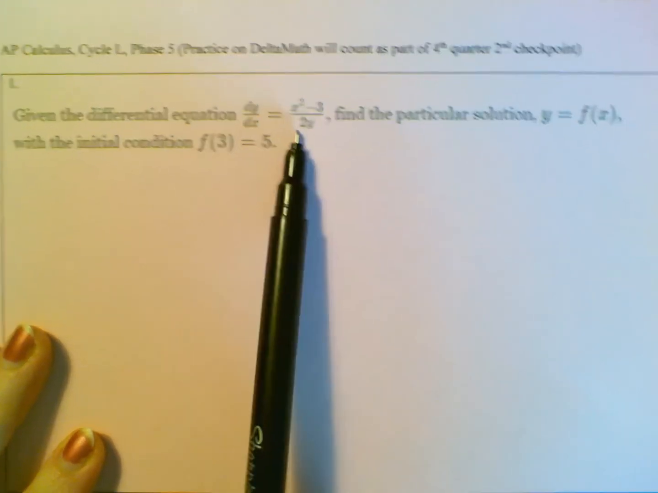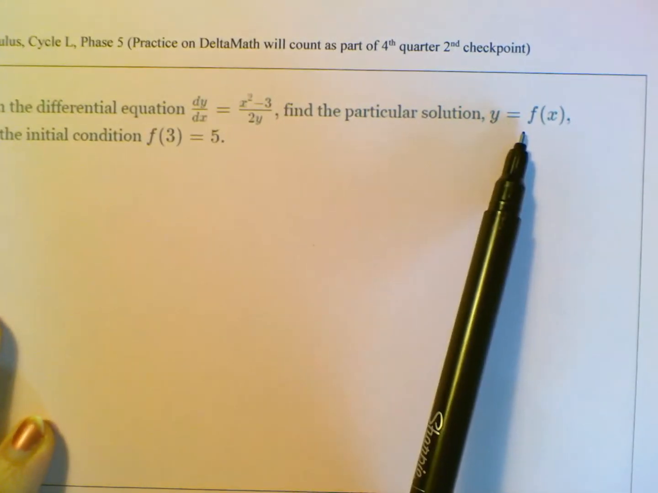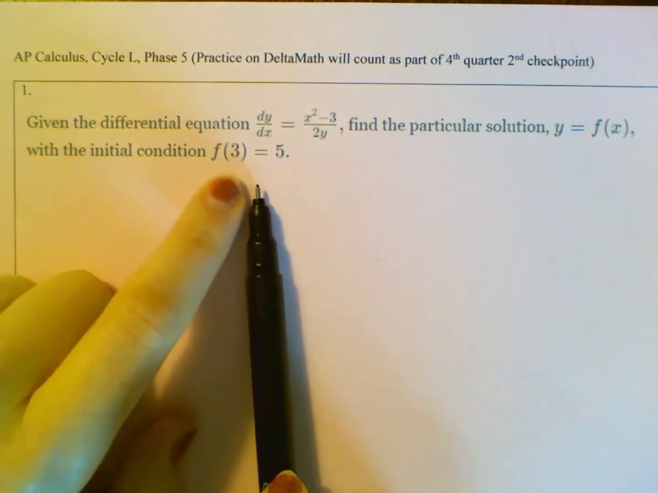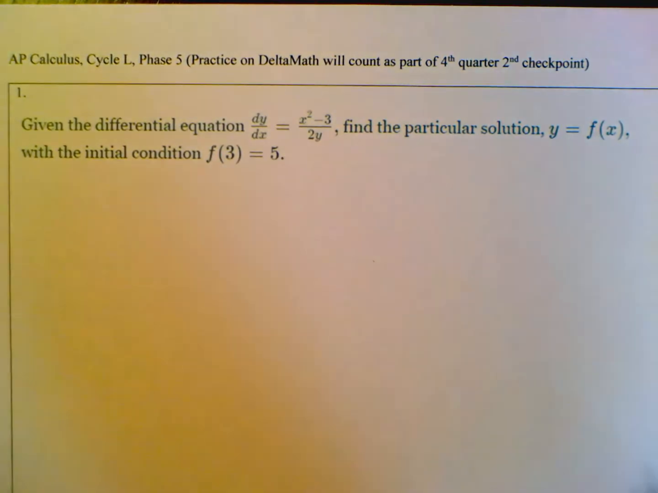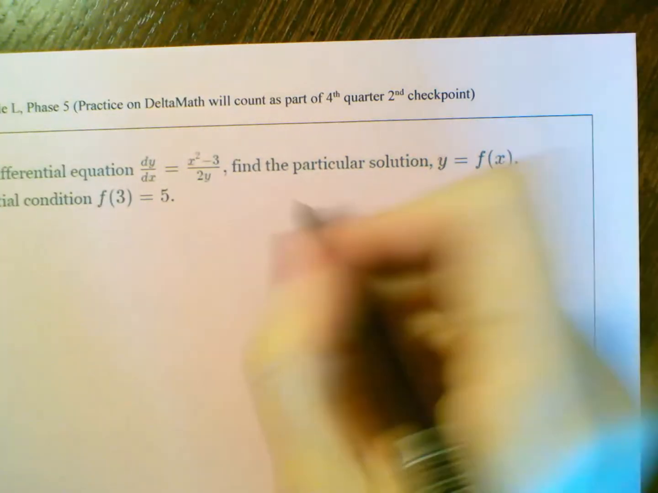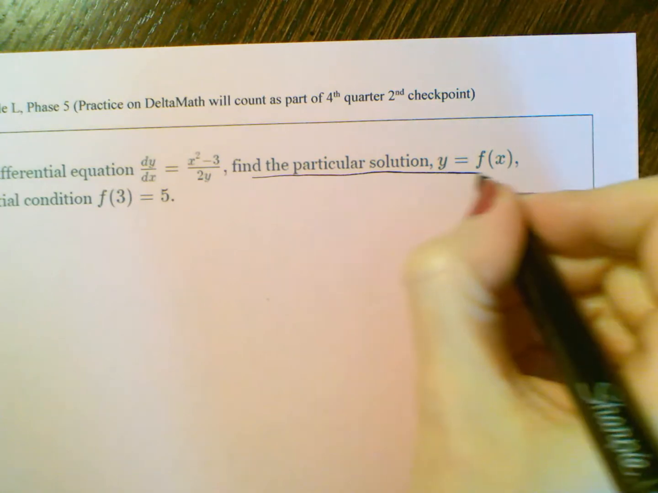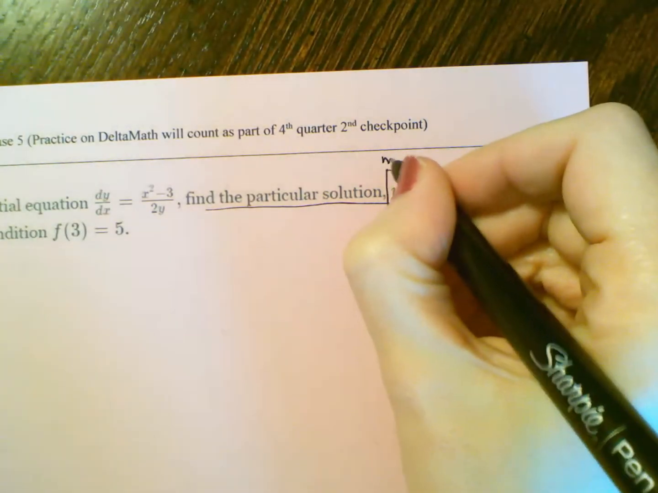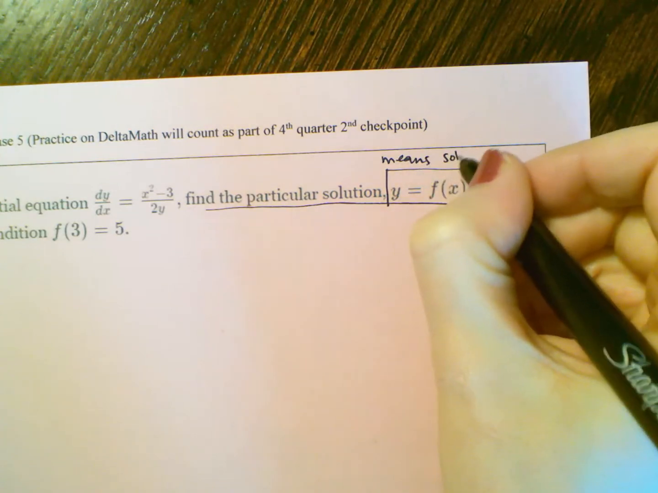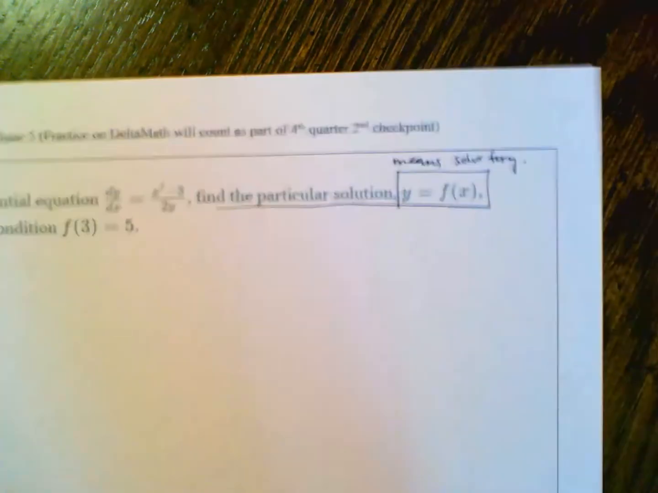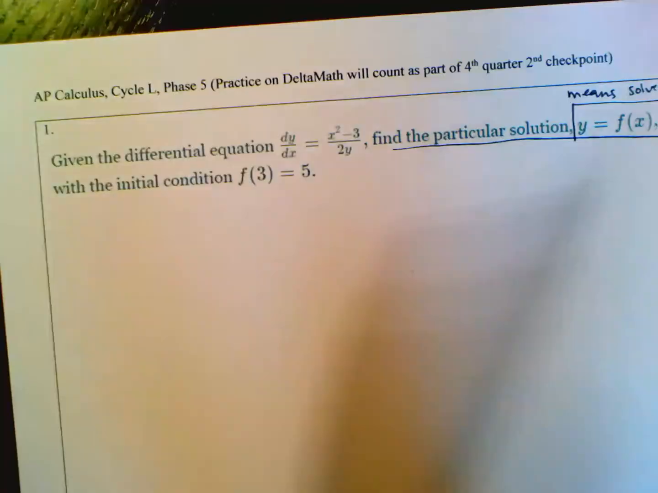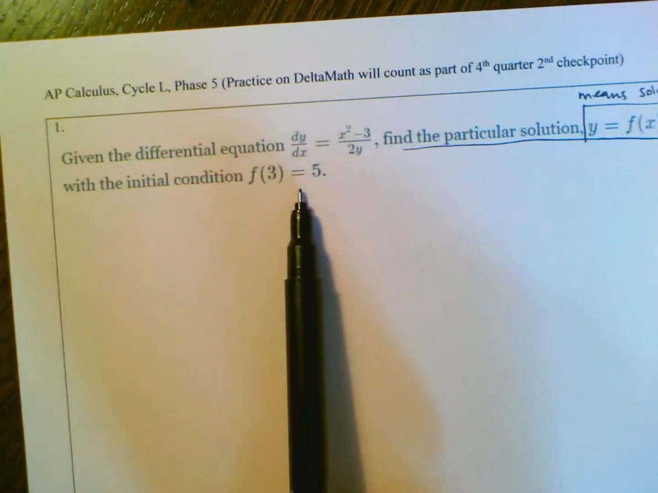So given the differential equation right here, find the particular solution y equals f of x with this initial condition. I'll show you how to use that later. But here's the thing, guys. If they say find the particular solution y equals f of x, this means solve for y. Here they're telling you how they want the answer expressed. They want y to be solved for. That's what that means, and I'll tell you how this comes into play later.